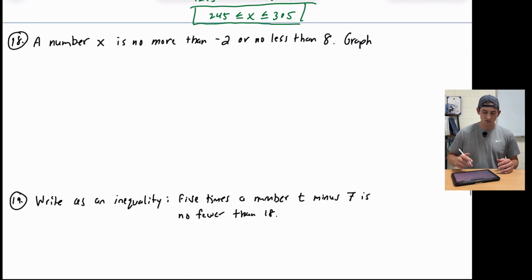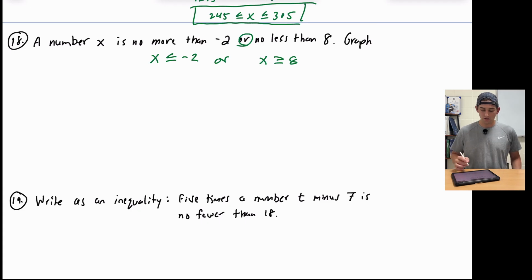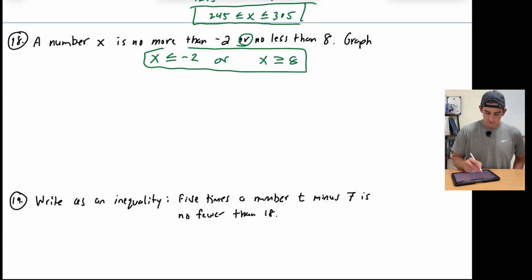All right, number 18, they want us to just write the inequality and then graph it. So a number x is no more than, so x is less than or equal to negative 2, or x is no less than, so greater than or equal to 8. So that's what it would look like. It is an or, so we can actually just leave it like that. And now we can draw our graph.